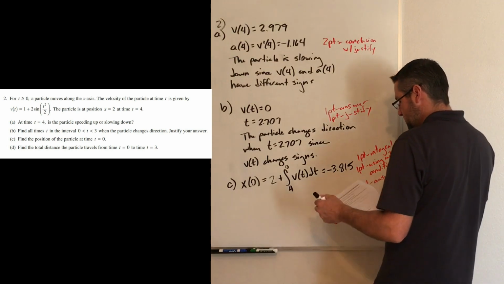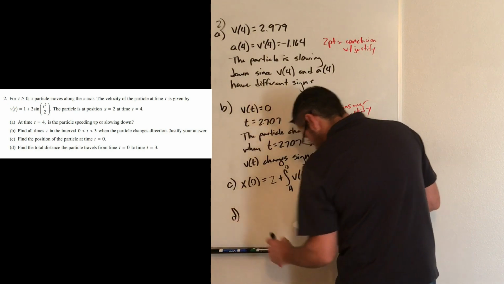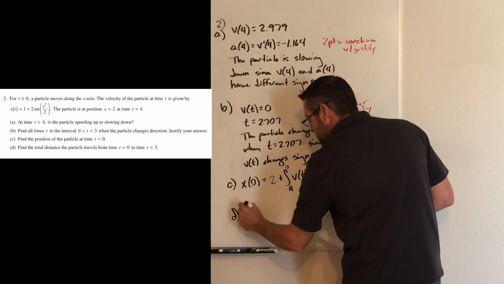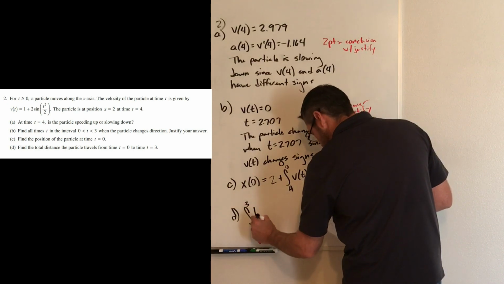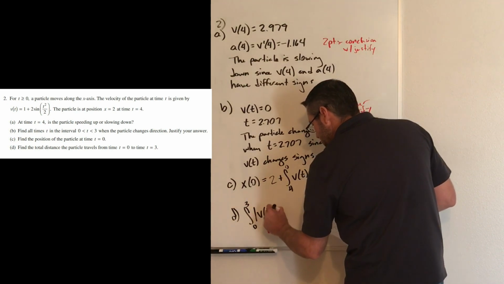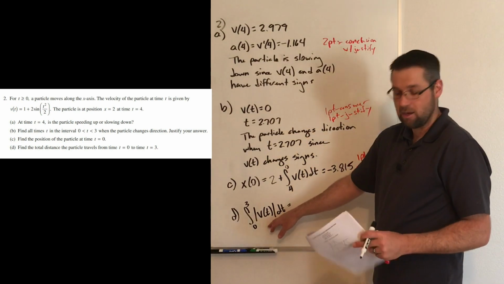Part D is pretty simple. It says find the total distance the particle travels from t equals 0 to t equals 3. So the total distance traveled is just the integral from 0 to 3 of the absolute value of velocity. So you have to type this into your calculator. Remember, your absolute value button is found in the catalog.